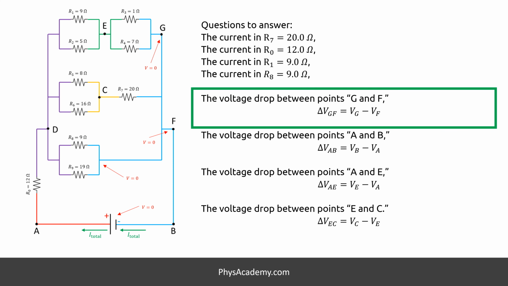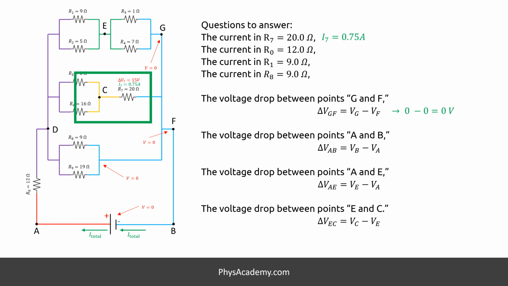So, right away, we can answer this part of the question. Both G and F are in the same voltage zone, so the voltage difference or drop between them is just 0. We know 0.75 amperes go through R7. The voltage drop across R7 is 15 volts, so the voltage at C, or the yellow zone, is 15 volts.